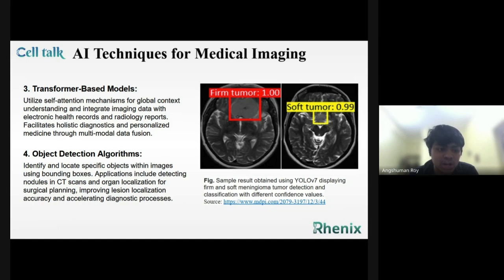The object detection algorithms are particularly used to identify and locate specific objects within images with bounding boxes. The applications include detecting nodules in CT scans and organ localization for surgical planning, improving lesion localization accuracy, and accelerating diagnostic progress. This is an image with sample results obtained by YOLOv7, which is a very popular object detection algorithm, displaying firm and soft melanoma tumor detection and classification with different confidence values. This can help clinical professionals and doctors to identify and detect particular diseases within the entire scans and the medical imaging.